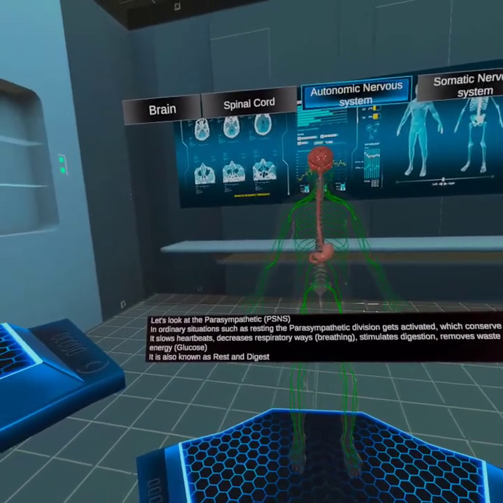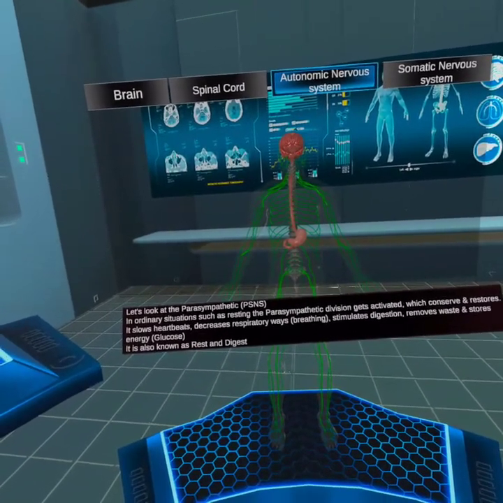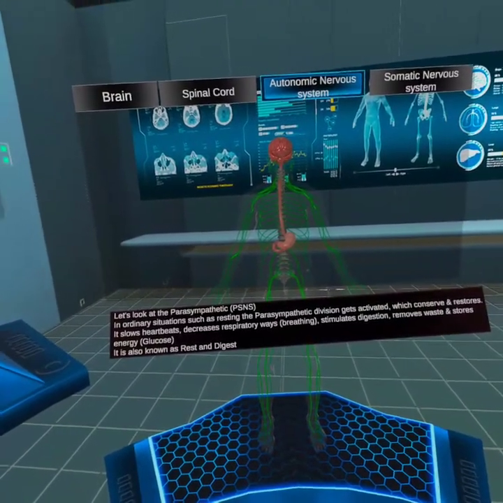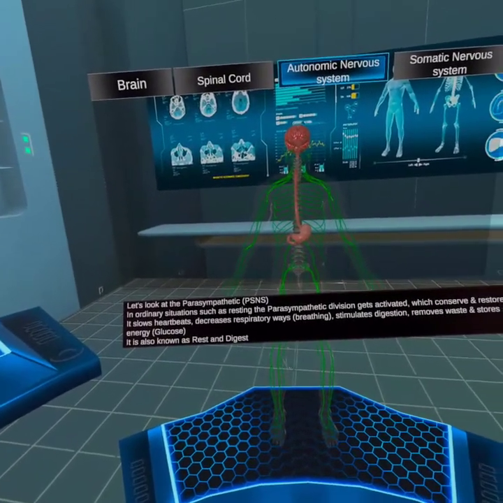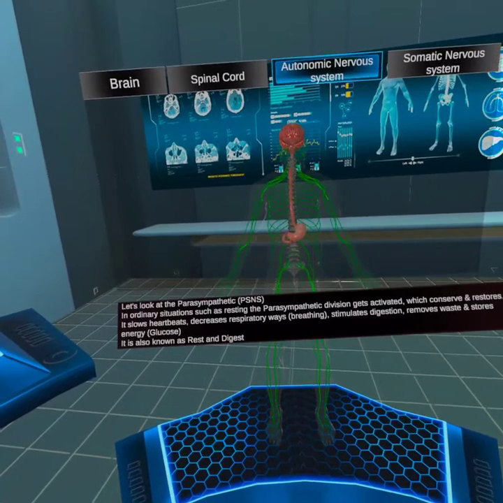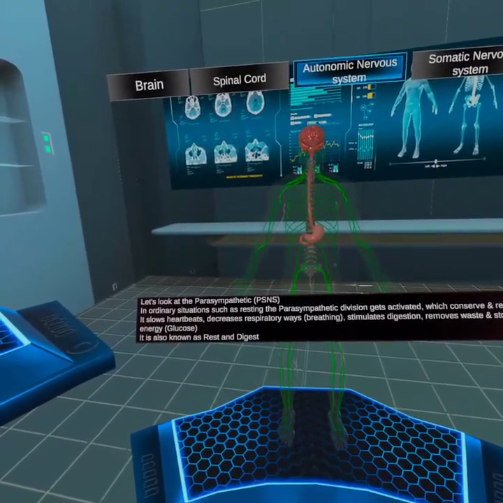Now let's look at the parasympathetic nervous system. In ordinary situations such as resting, the parasympathetic division gets activated, which conserves and restores. It slows heartbeat, decreases respiratory rate, stimulates digestion, removes waste and stores energy. It is also known as rest and digest.